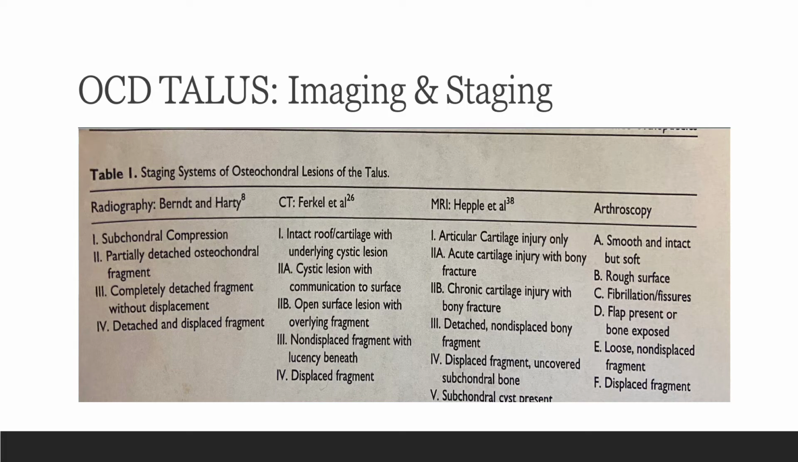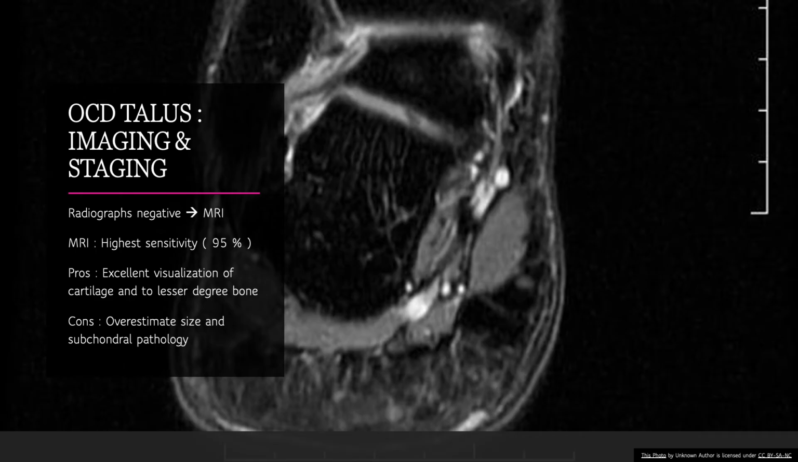As far as imaging classification and staging, I think most of us historically are familiar with the Berndt-Harty classification, which is based on plain radiographs. There are other staging systems that are either based on arthroscopic findings or MRI findings. Rich Ferkel in 1990 came out and published this CT guided staging system. All of these imaging modalities have their individual pros and cons.